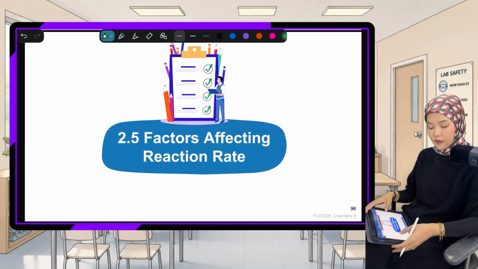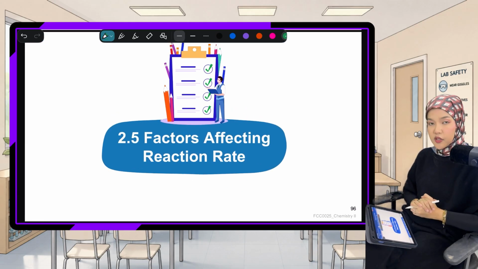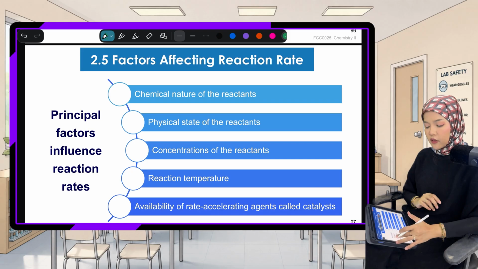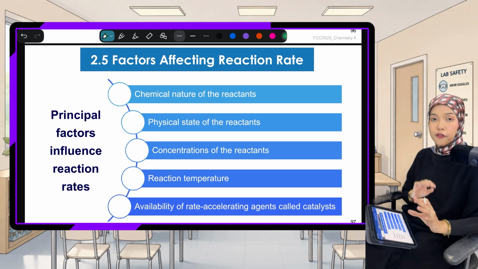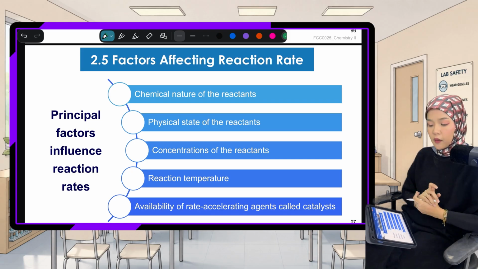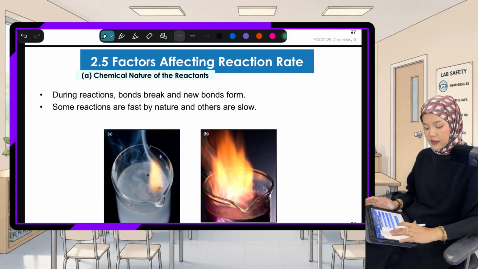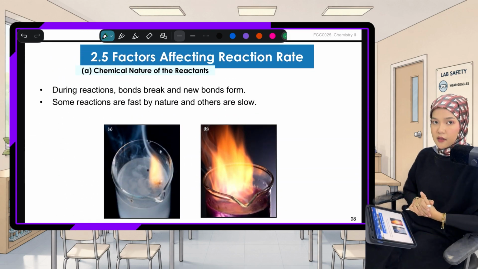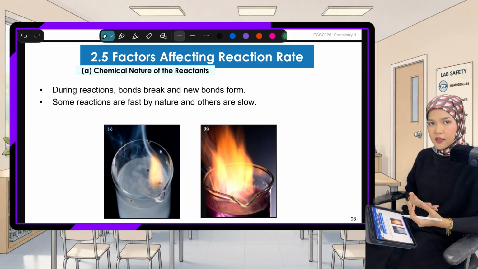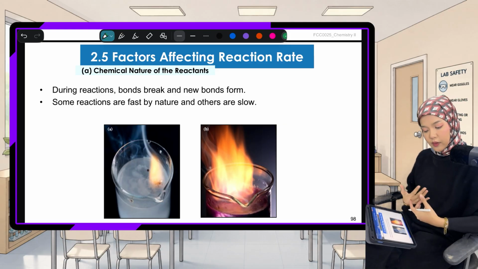Factors affecting reaction rate. In general, there are 5 factors that affect the reaction rate. First is the chemical nature of the reactants. This is just nature. Some reactions are faster, some reactions are slower.